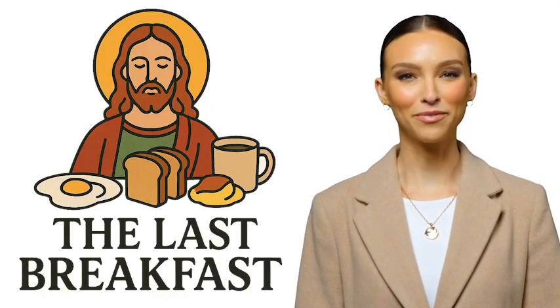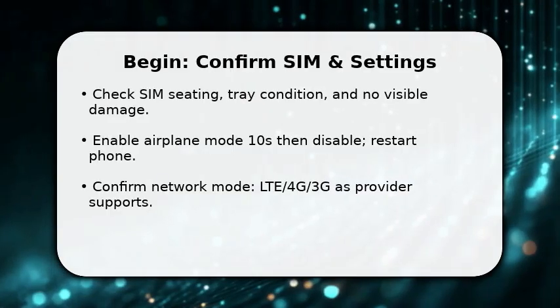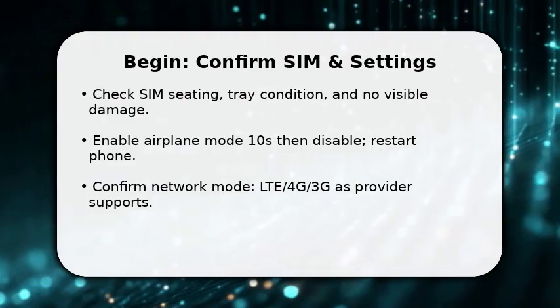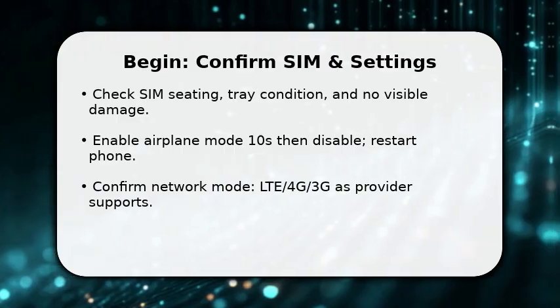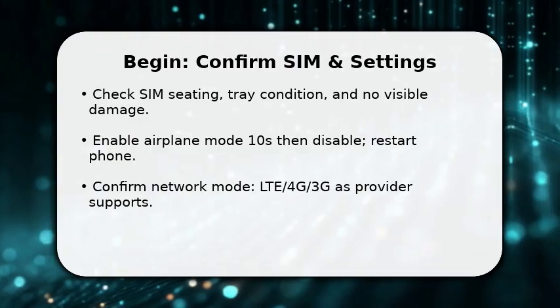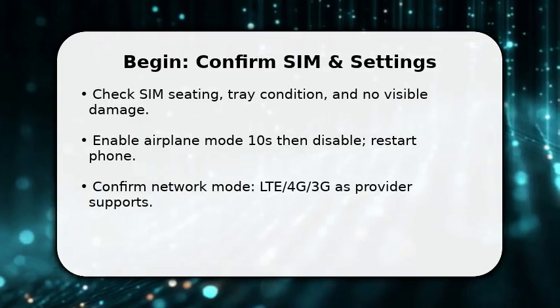Please enjoy the video. You start by confirming the essentials. Remove and reseat the SIM card to rule out poor contact and inspect the tray for bends. Once done, toggle airplane mode for about 10 seconds and restart the phone to refresh radio services.